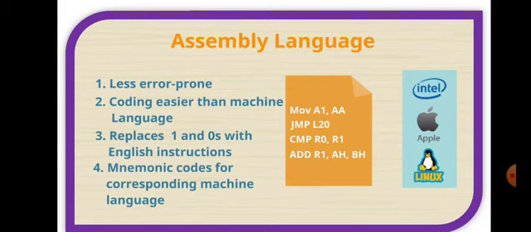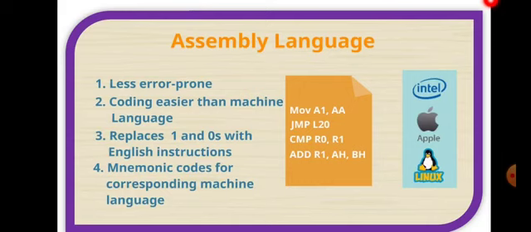As you can see here, MOV stands for move. So you can easily read that. JMP stands for jump. CMP stands for compare, and ADD stands for add. So each assembly language is specific to a particular computer architecture and sometimes to an operating system.